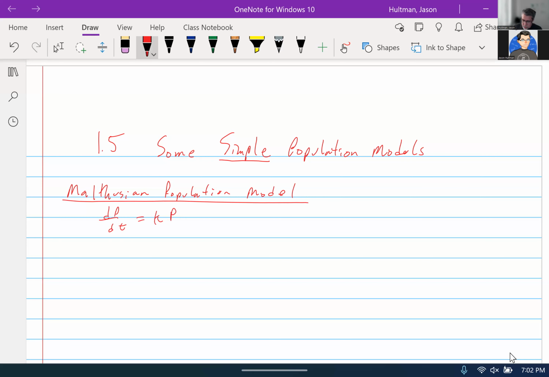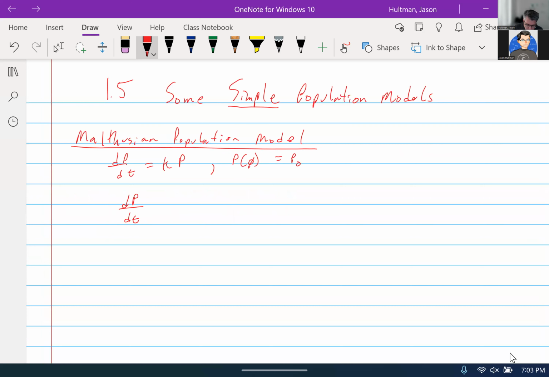That's my differential equation. And we're going to say that we have an initial condition of P at time 0 equal to what we call P naught, for P sub 0. This is a separable differential equation.